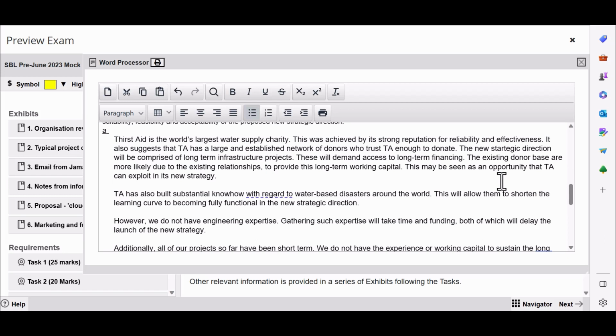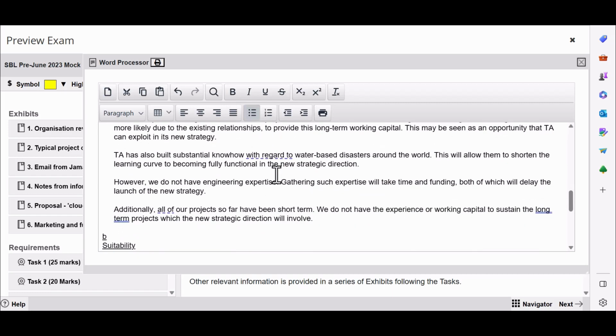Now, as I say, to save time, I haven't done that for all of the points that I have made, but I've shown you the state, explain, apply approach, how much you need to say, what you need to say, and how long you have in which to say it. So for task number 1, what other advantages did I talk about?